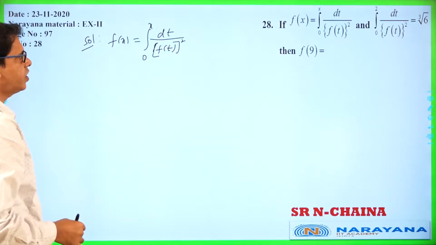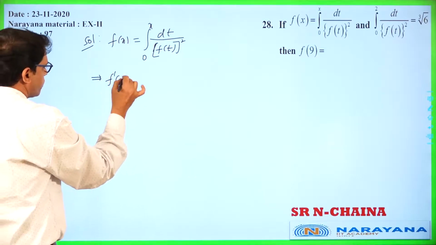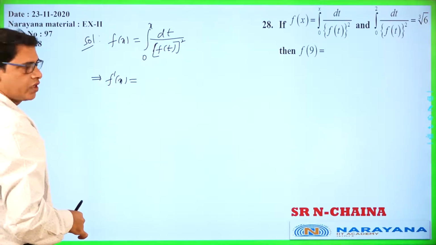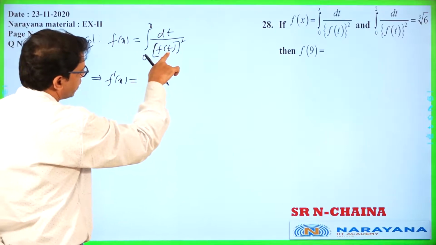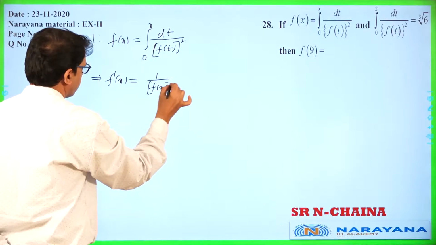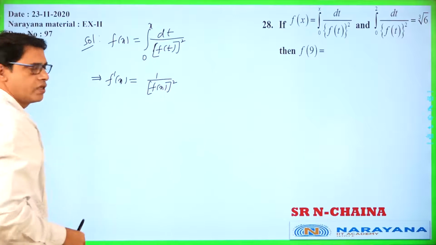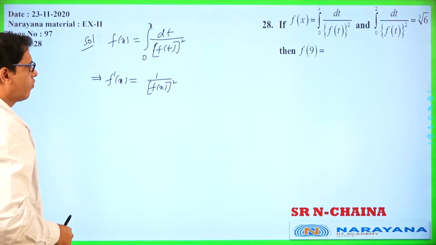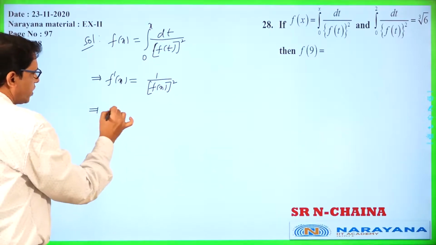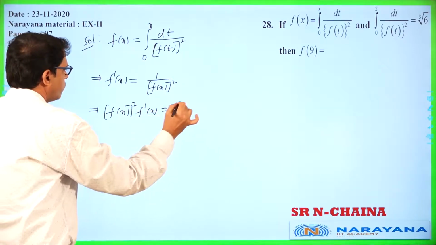So differentiating on both sides, that implies f dash of x equals, here by Leibniz rule, what I said, wherever t is there write x, so 1 by f of x whole square into the derivative of x, which is 1 minus 0. This is the Leibniz rule. Now what we got is f of x whole square into f dash of x equals 1.